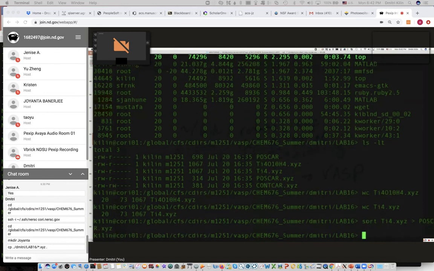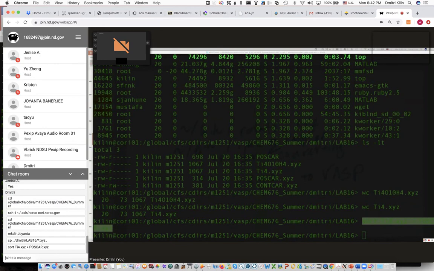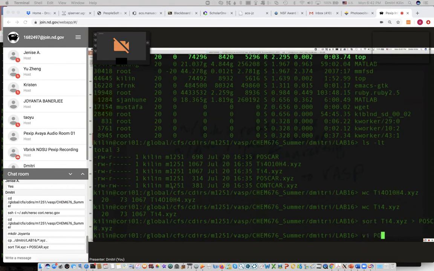And let me copy paste this command. I will do several steps and then inspect the directories and make sure that things are working. Okay, so then I'm opening this postcar.xyz, vi postcar.xyz.